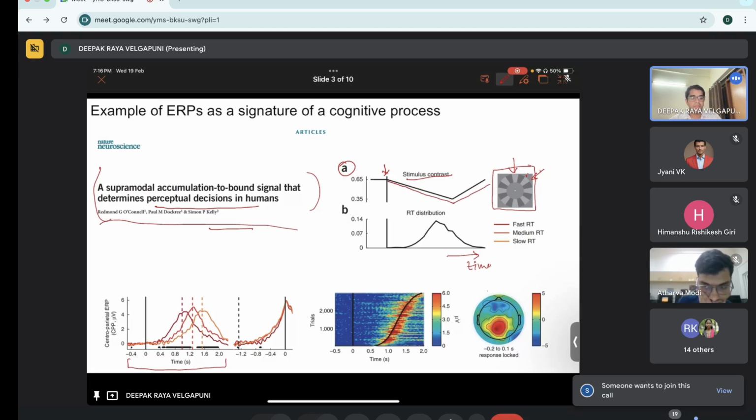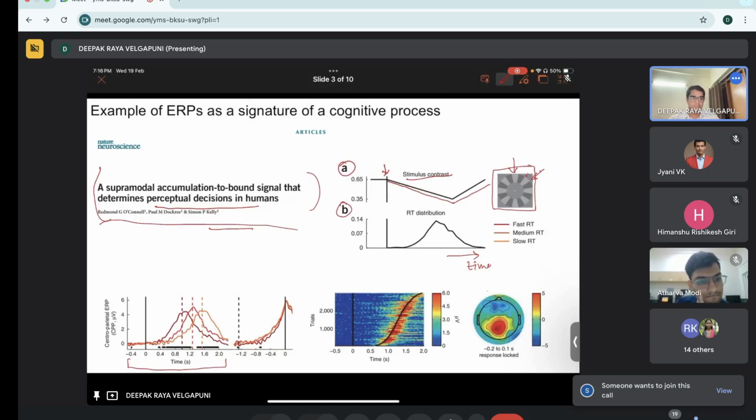So here the participant's task is to respond whenever they perceive a change in contrast of the given grating, and the beep shows their reaction times, how quickly they responded whenever they detected a change in the stimulus contrast. Okay, are this A and B part clear?